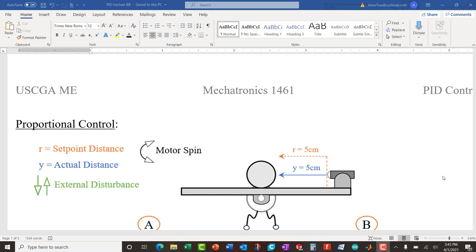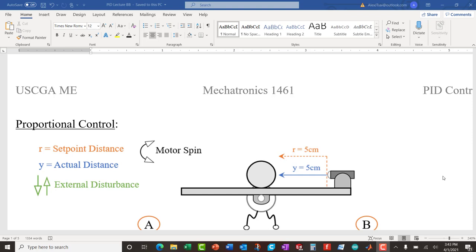Okay, I would like to discuss PID Control. This is the beginning of several lectures regarding the topic because it is an algorithm that is used extensively in the industry, and it's important for us here in mechatronics. PID stands for proportional, integral, and derivative control.